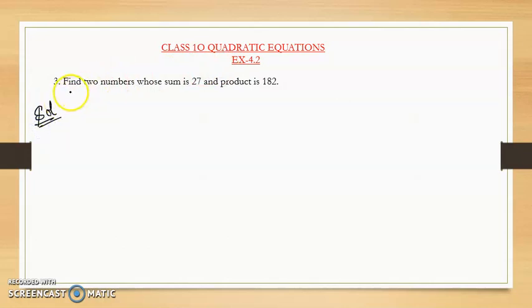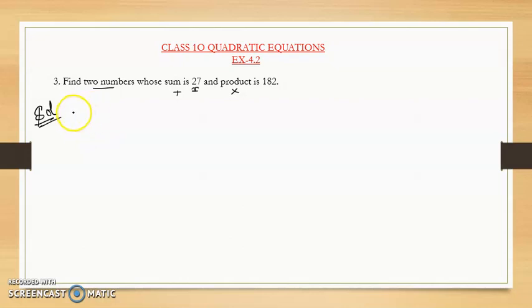It says find two numbers whose sum is 27 and product is 182. Simple, students. Now it is saying word problem. You have to find two numbers whose sum, meaning addition, is 27, and whose product is 182. Are you following? So let the two numbers be x and y.